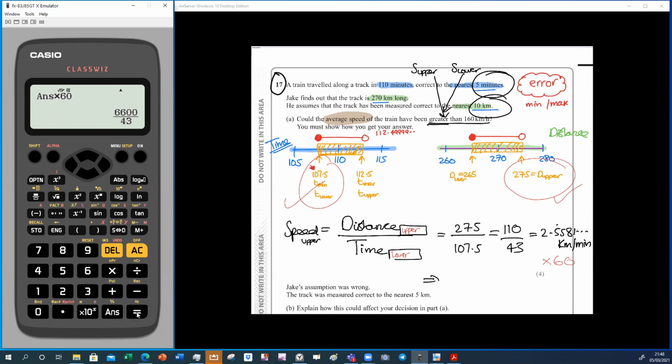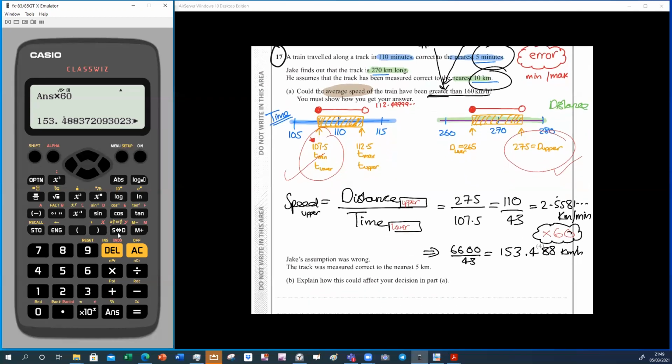So we now have 6600 over 43 equals, press the SD button. That gives you 153.488 and so on kilometers per hour. So the time by 60 is absolutely important. You must do the time by 60 to convert from kilometers per minute to kilometers per hour.